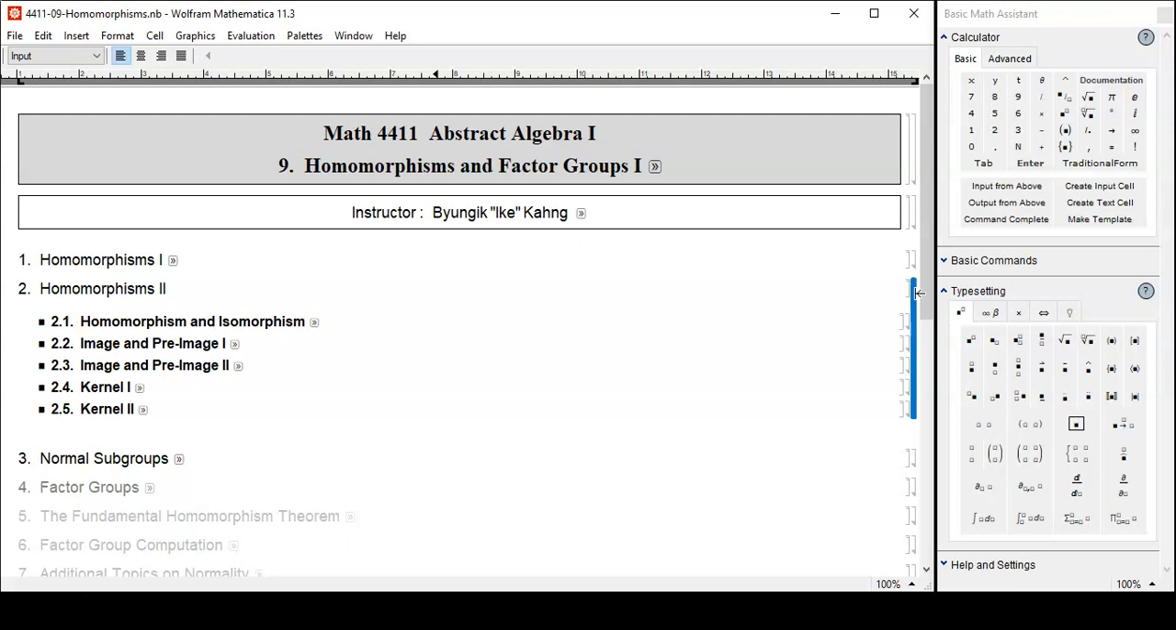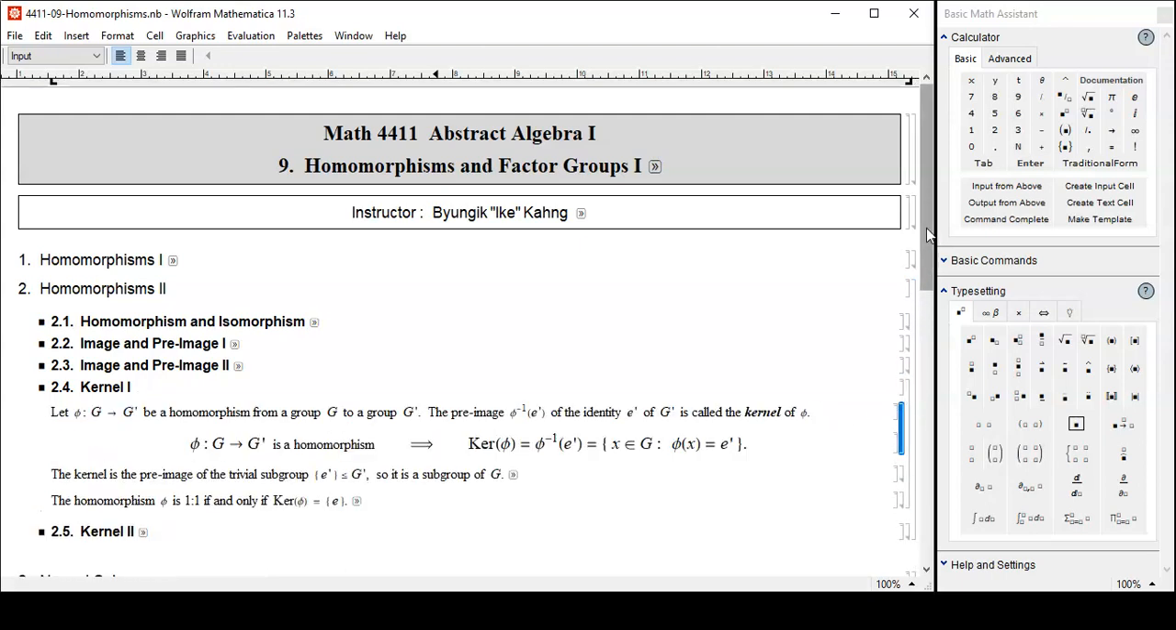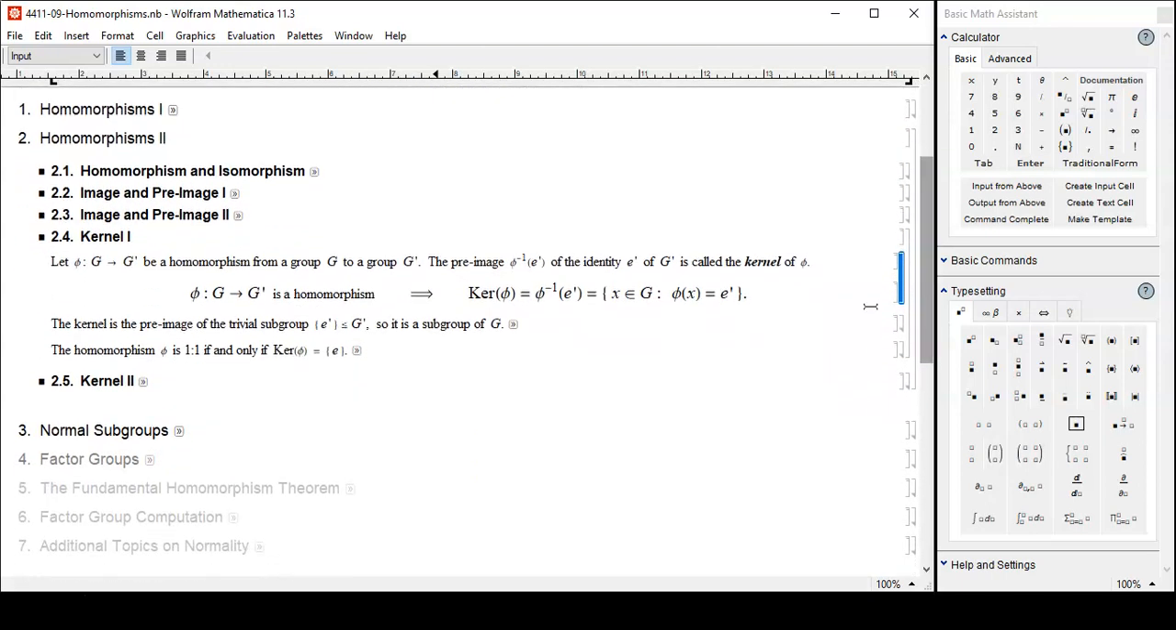The next topic, kernel. Here's a definition. Let phi be a homomorphism from a group G to another group G prime. The kernel of the homomorphism phi is defined as the preimage of the identity E prime of G prime. In other words, the set of all elements of G, the domain, whose function value is E prime, the identity of G prime.